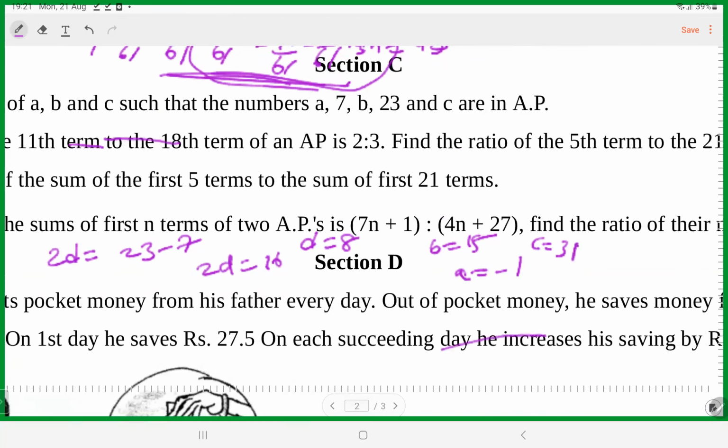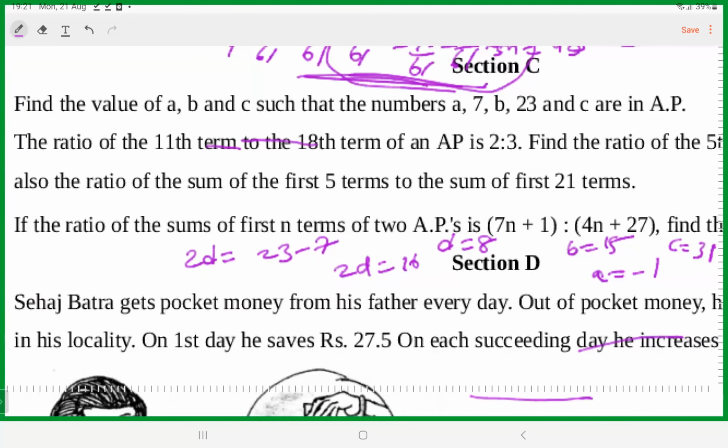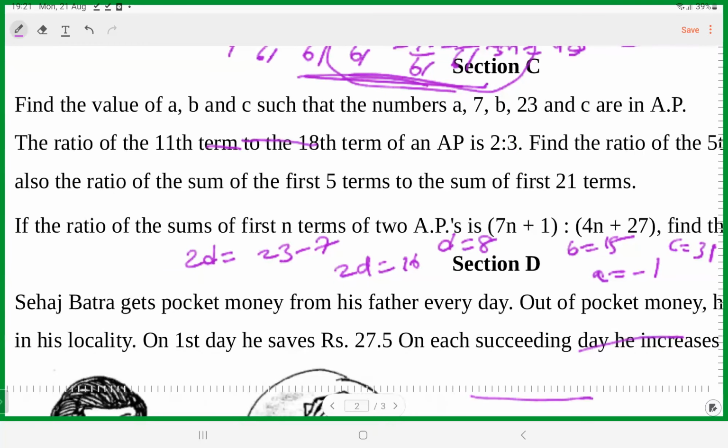Okay. Got it? How is 2D equal to 23 minus 7, Vijay? 2D equal to 23 minus 7. How?